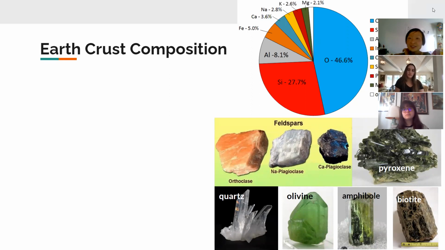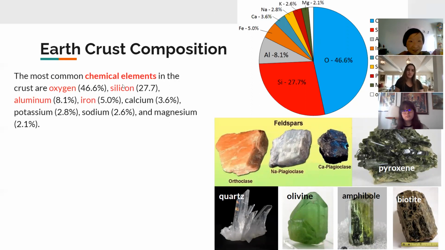We have different chemical elements. Now we are talking about oxygen, silicon, aluminum, iron, calcium, all these types of things. You can see the most abundant is oxygen, and the second one is silicon. Add those two together and it's about 80%, right? So most rocks in our Earth's crust contain silicon and oxygen.